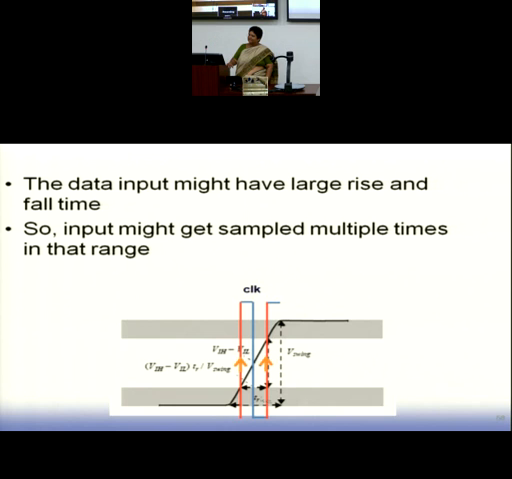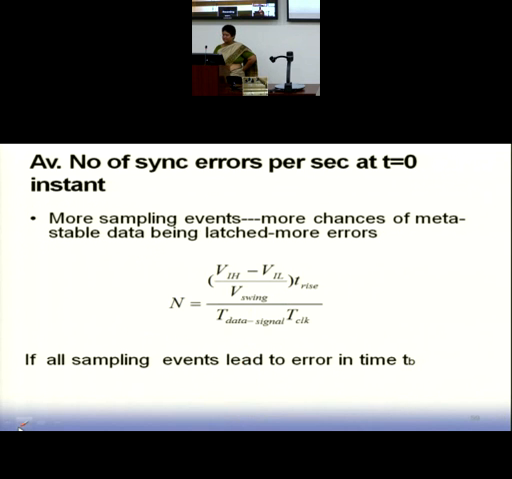The probability that you will get a metastability will increase by the factor of F clock. So if there are multiple samplings happening within this range, there is a high chance of getting a metastability. Okay, so here is what we are getting: you multiply everything.